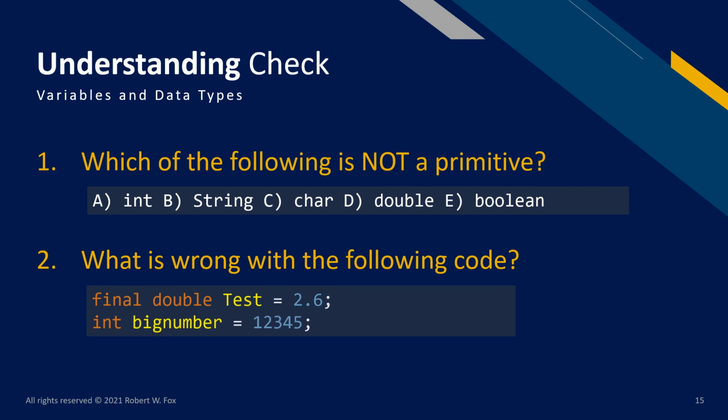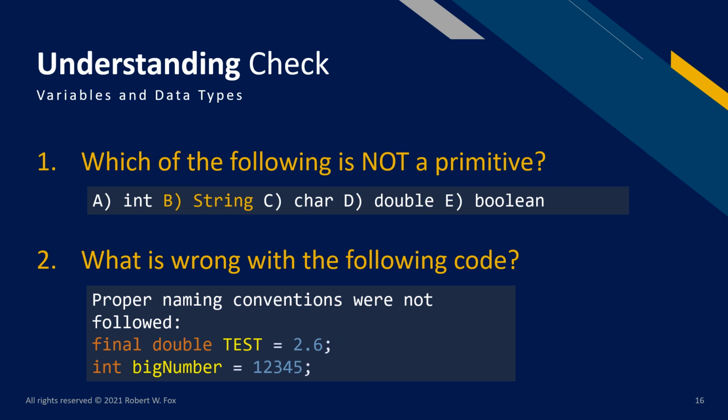Time to check your understanding. Take a look at the 2 questions on your screen. Pause the video, come up with an answer, and when you're ready, resume and we'll talk about the answers. For number 1, the correct answer is B. String is not one of the primitive data types. For number 2, the code technically works, but proper naming conventions were not followed. Constants should be written with all capitalized identifiers, and variables should use lower camel case, as shown.